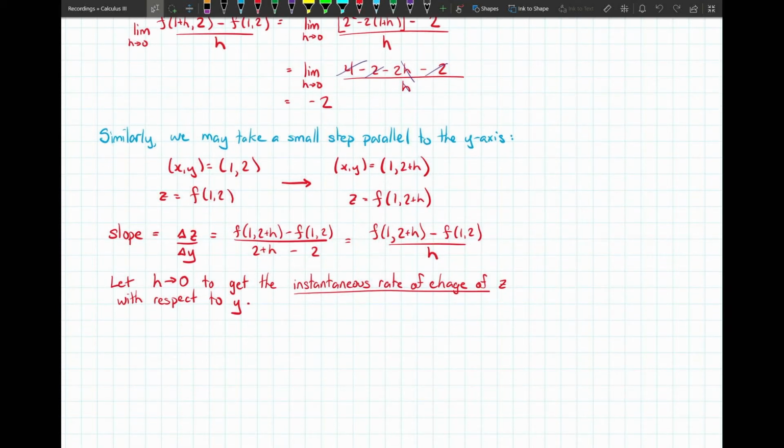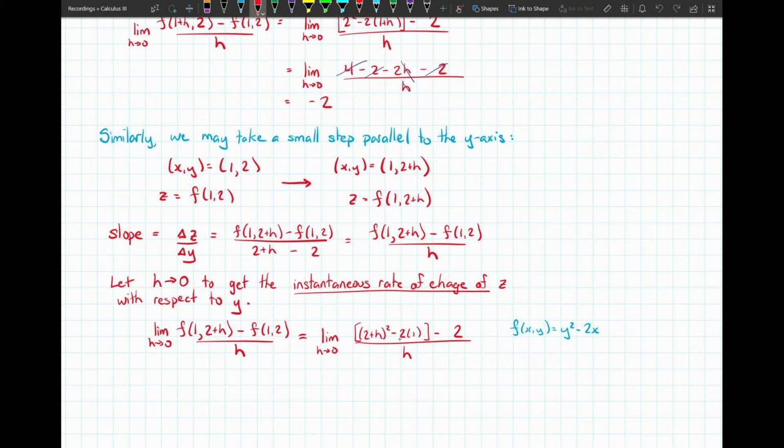And we can try evaluating this limit as well. Here we've got the limit of f(1, 2+h) minus f(1, 2), all over h as h goes to 0. Once again, our function is y squared minus 2x, so we'll just plug in those values for y and for x, and that will give us this expression: (2+h) squared minus 2 times 1, all minus 2, since we know that f(1, 2) is a z value of 2.